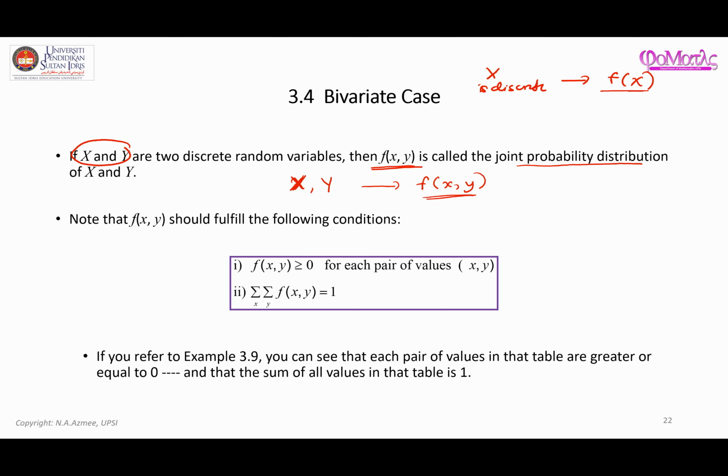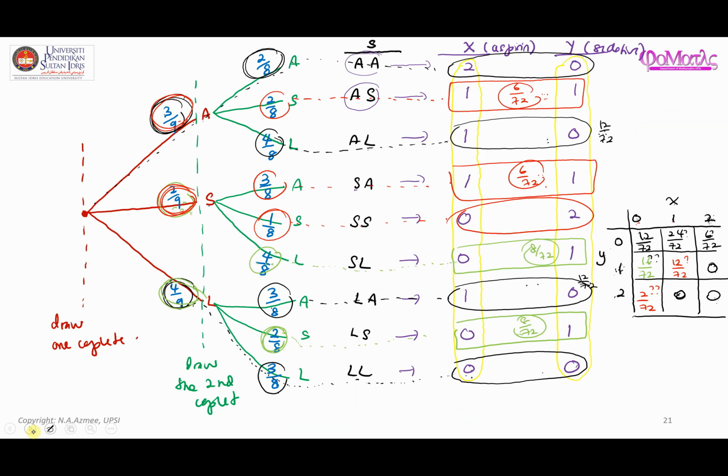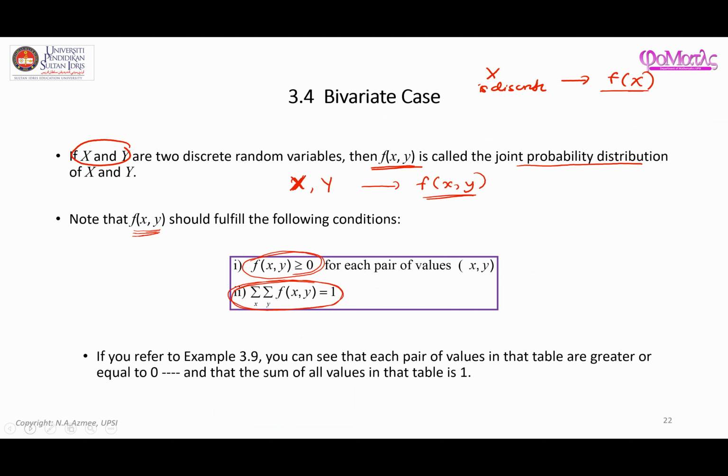Okay, now note that this function here, this probability distribution, should fulfill the following conditions: being greater than or equal to 0, and when you add them up, the value must be equal to 1. So if we go back to this example here, you can see that all the values here are non-negative, and if you add all the probabilities here, the answer is going to be equal to 1.